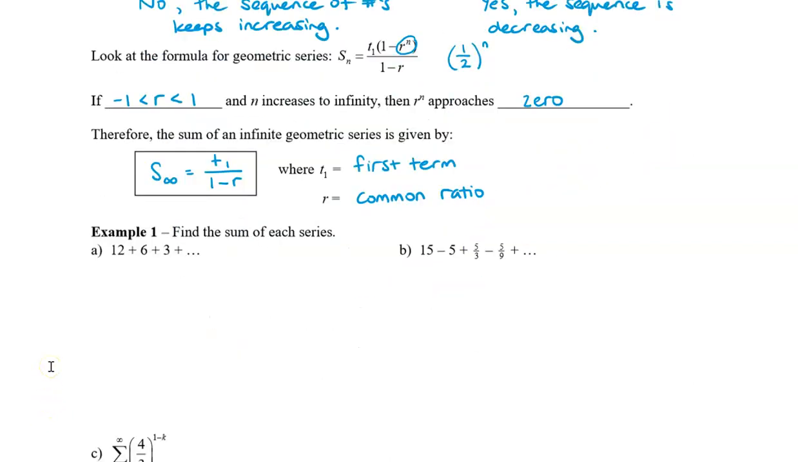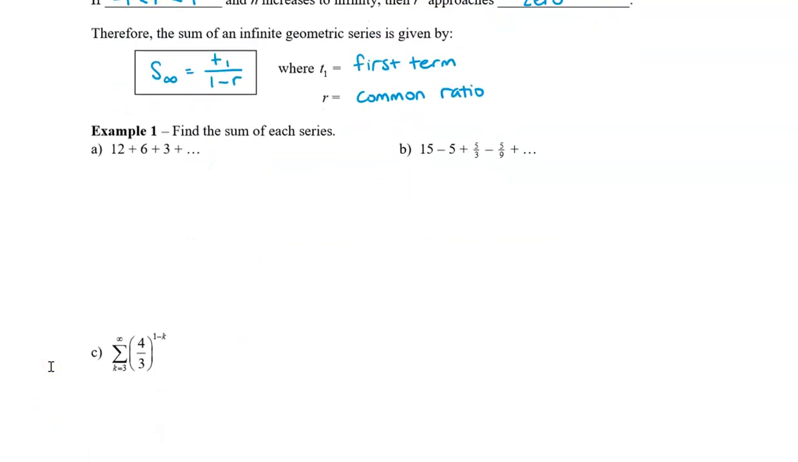All right, so let's apply this formula. Find the sum of the series. So we have this first one here. We can see that the first term is 12, and our ratio is 6 divided by 12, or 3 divided by 6, which gives us a half. So we can say that the sum of this infinite geometric series is 12 divided by 1 minus a half. And we can even do this by hand. So it's 12 divided by a half, and 12 divided by a half is 24. And that is the sum of this infinite geometric series.